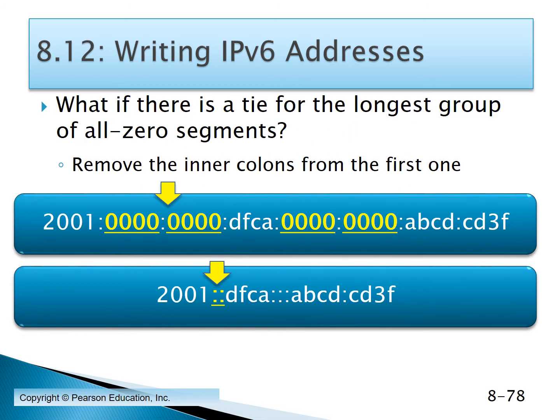And then what if there is a tie for the longest group of all 0 segments? Then what you do is you only remove the inner colons from the first one. So when you have something like this, with all zeros here and all zeros here, normally you would be left with 3 colons for this one, and 3 colons for this one. But then what you do is you shorten this one to 2 colons. So this one is still 3 colons.